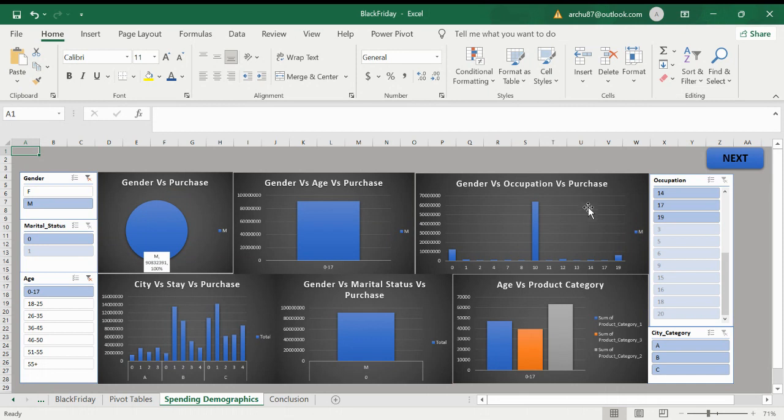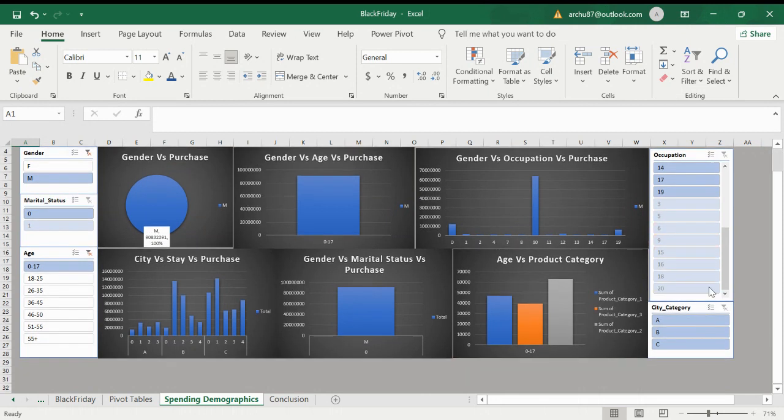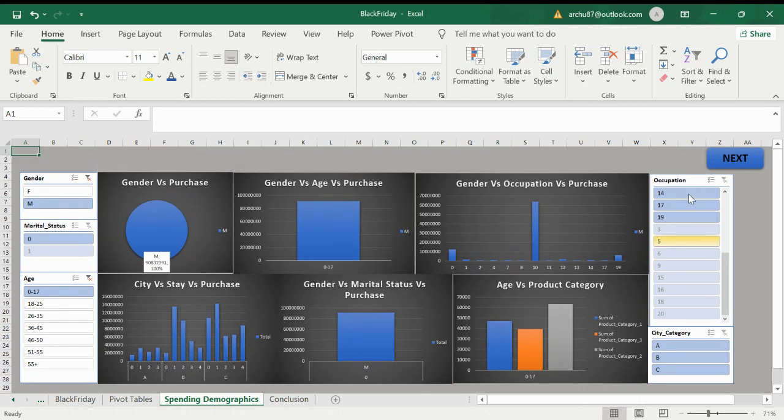And the occupations: we can see here when we select male and the particular age 0 to 17, there are no occupations, because 0 to 17 is an age where they are still in the learning and studying process, so these occupations are not there. They could be doing freelancing while studying and so on.